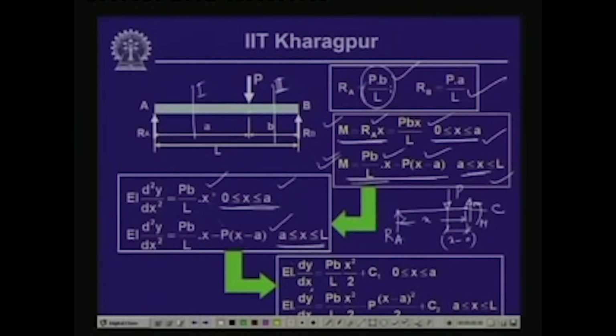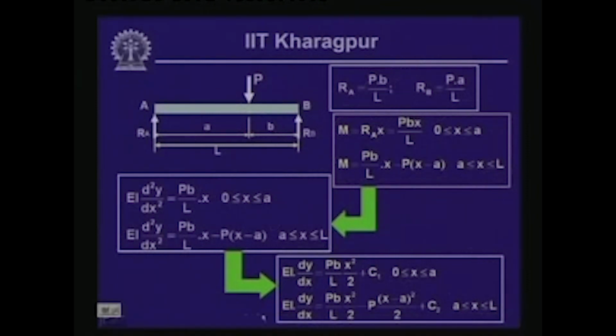that EI dy/dx is equal to Pb by L times x square by 2, with a constant of integration C1, and again the validity is between 0 to a. And for this particular expression, if we integrate, we have EI dy/dx is equal to Pb by L x square by 2 minus P times (x minus a) square by 2 plus another integration constant which is C2, and the validity of this expression is between a and L. So, these are the expressions for dy/dx.